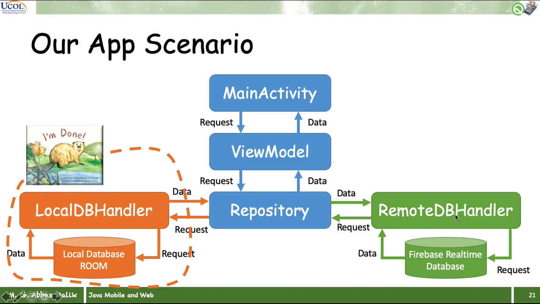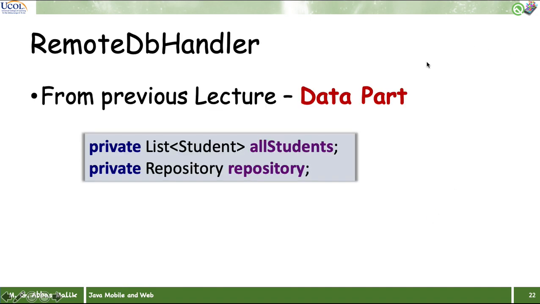Now we will talk about our remote database handler. The remote database handler again has 2 parts, data parts, which means we have created a remote DB handler class, the remote database handler class, and in that class we have 2 private variables, 2 data fields.